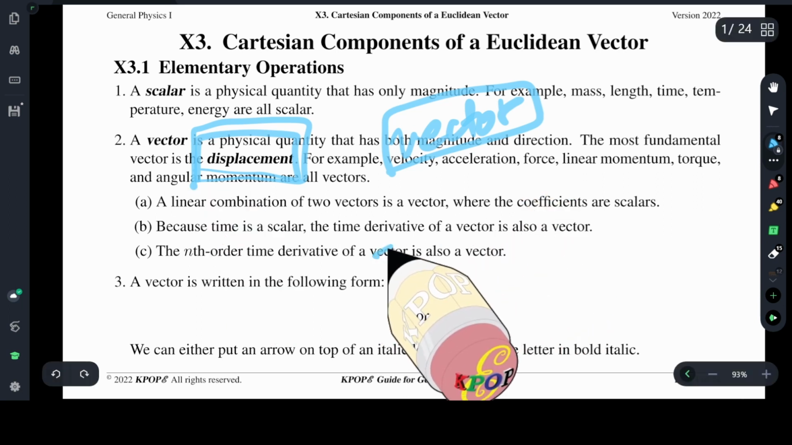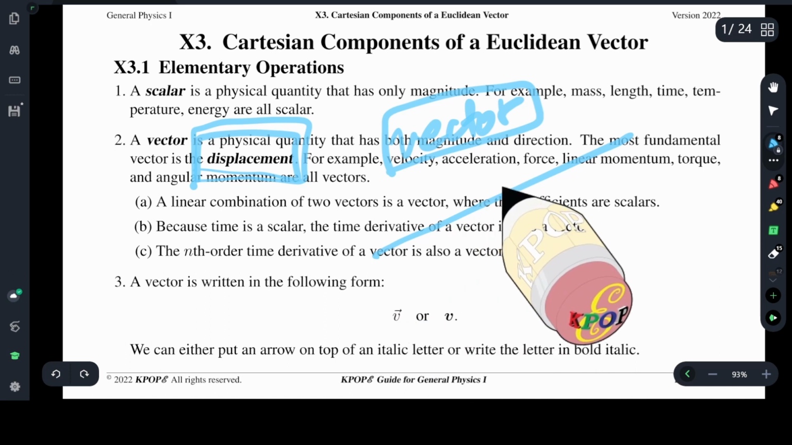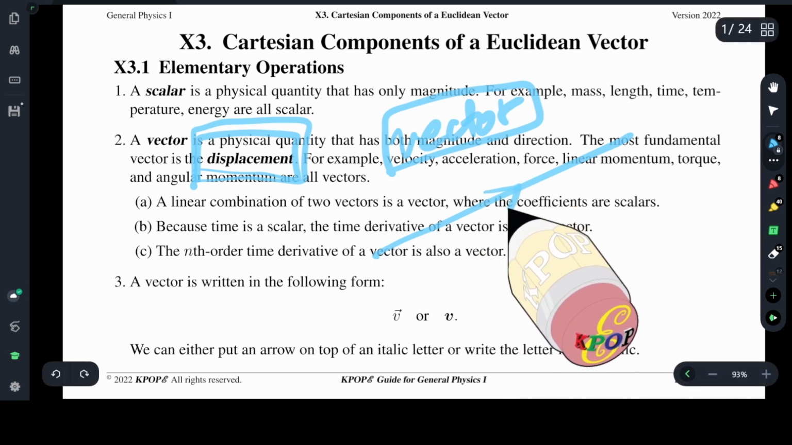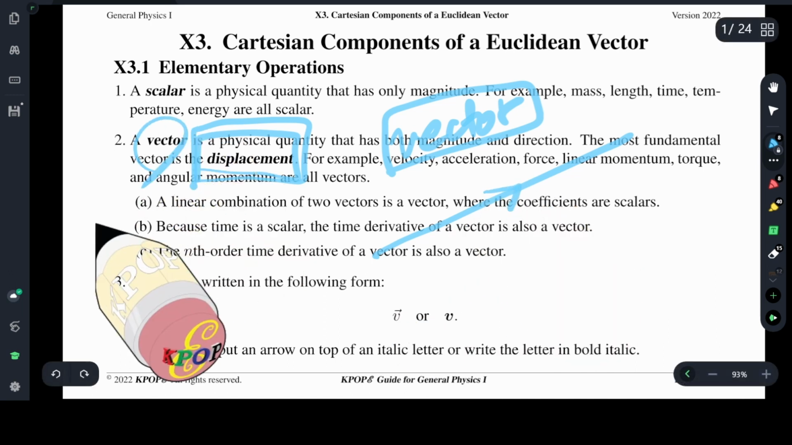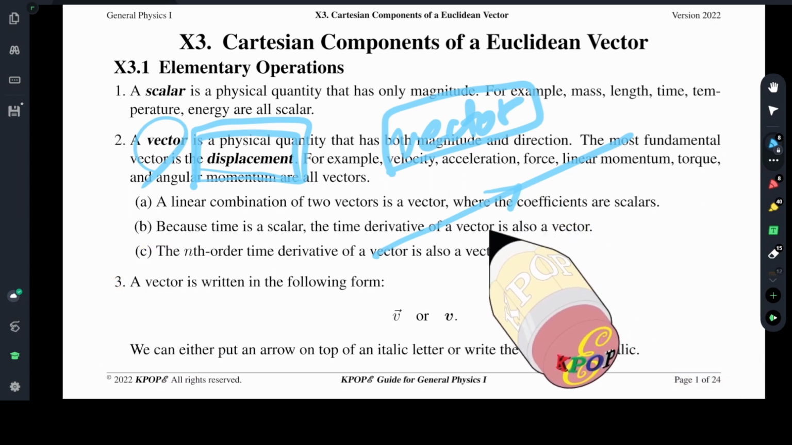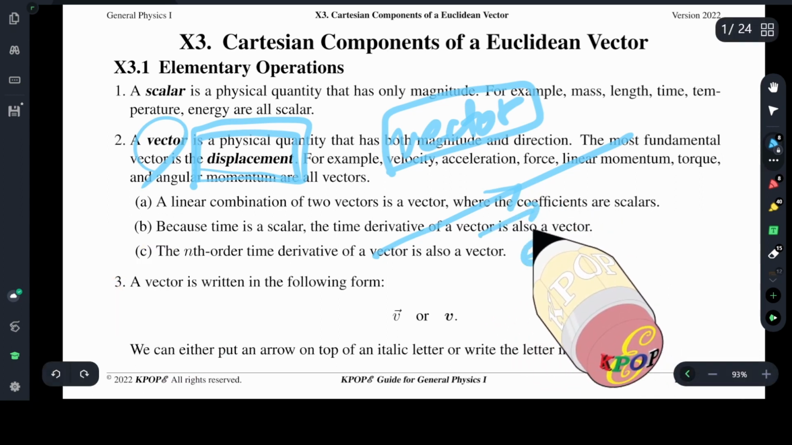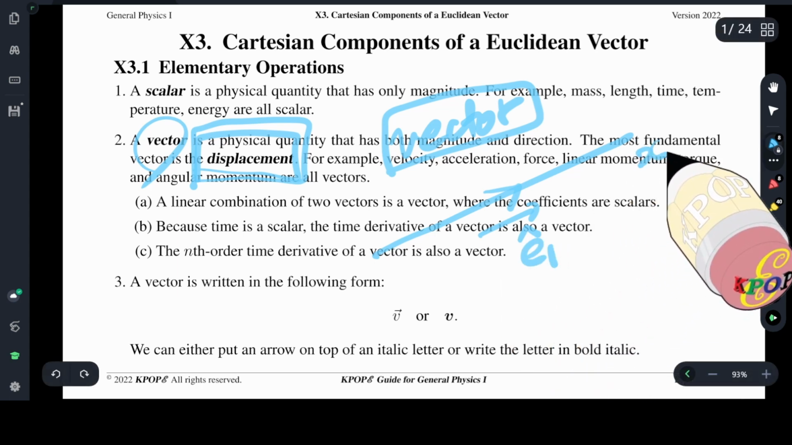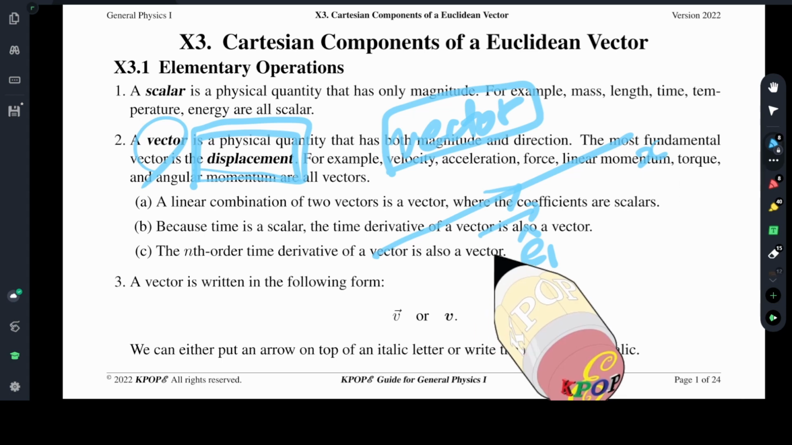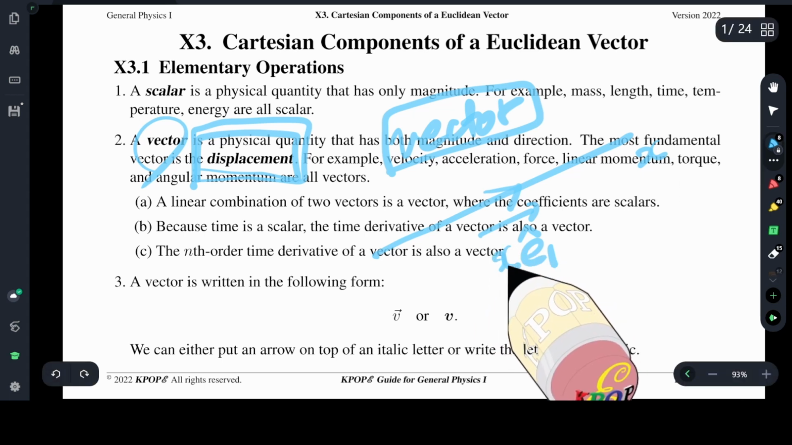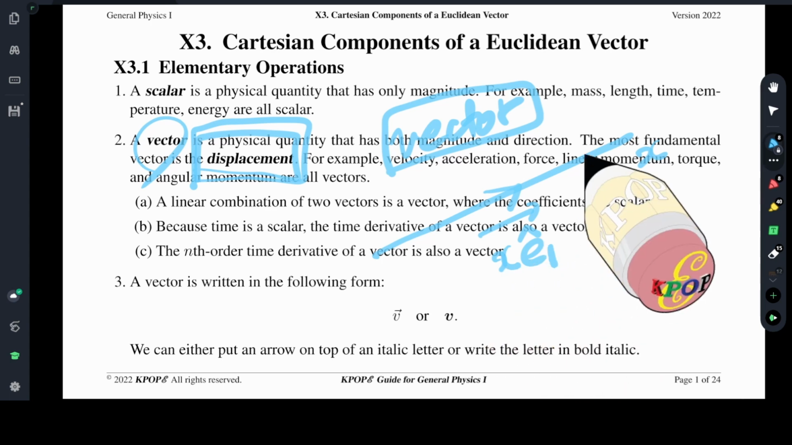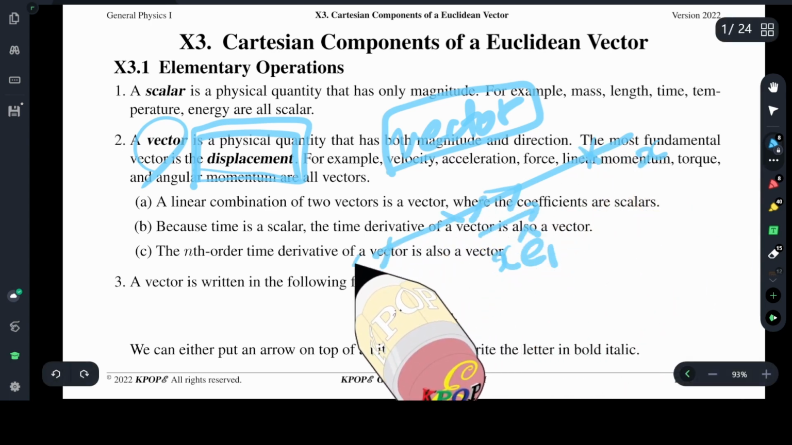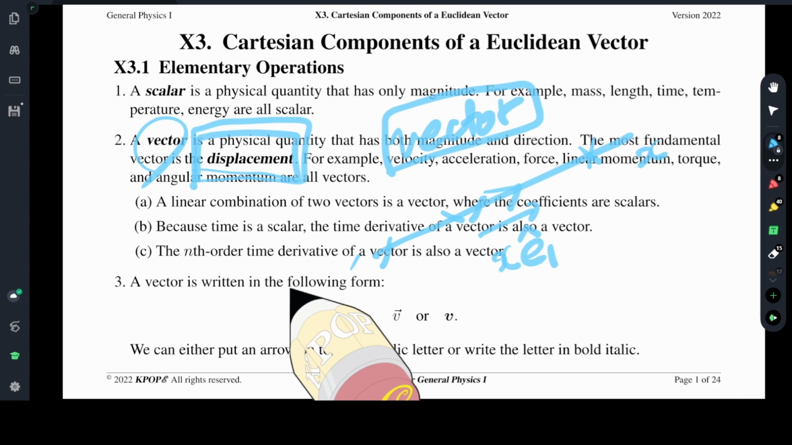In one dimension, we have a single direction, and a vector has both magnitude and direction. We assume that there is a basis called e1 hat, a unit vector along the x-axis. And then we multiply a real number to represent any point on this axis. This is the case for the one-dimensional Euclidean space.